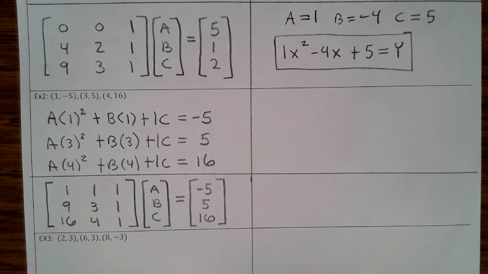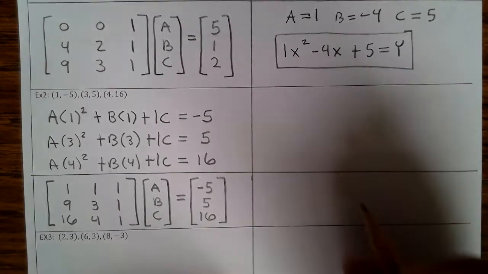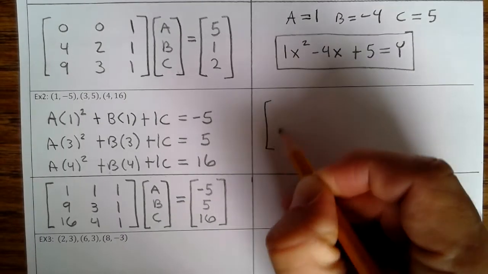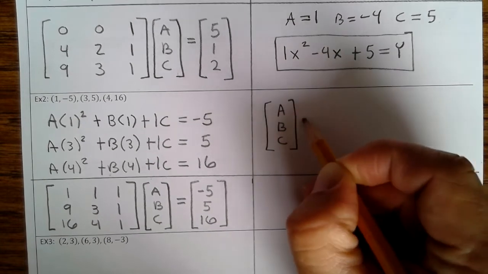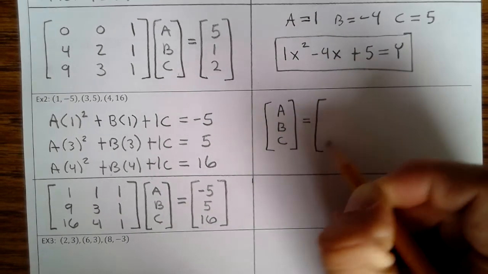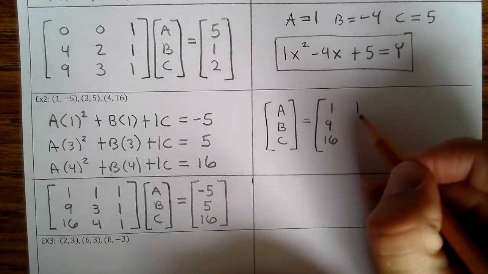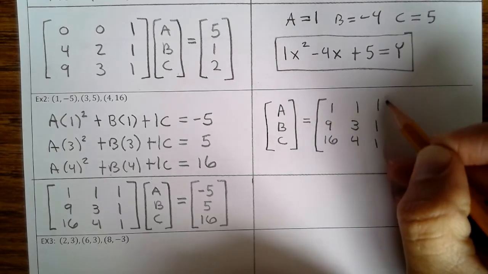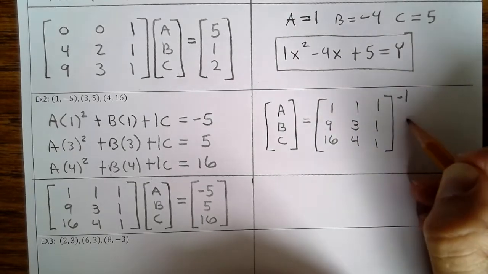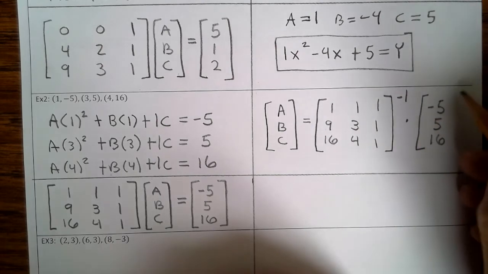Okay. Now we know to solve for A, B, and C, we use x equals A inverse B. So A, B, C equals 1, 9, 16, 1, 3, 4, 1, 1, 1 inverse times negative 5, 5, 16.